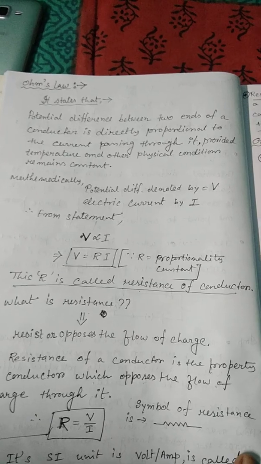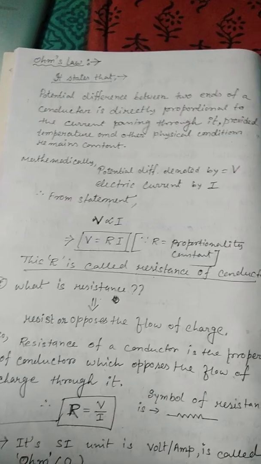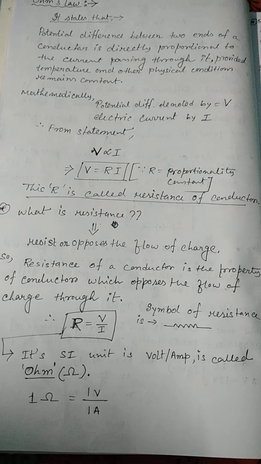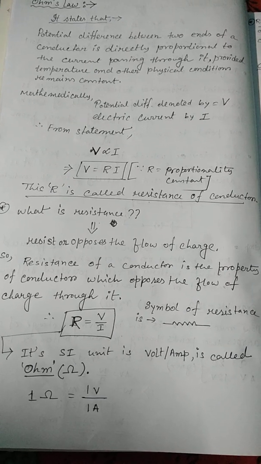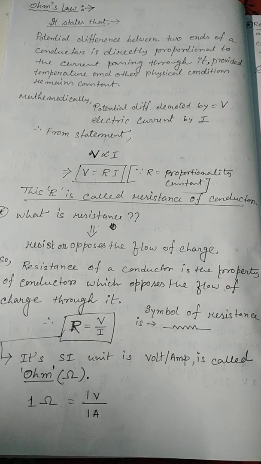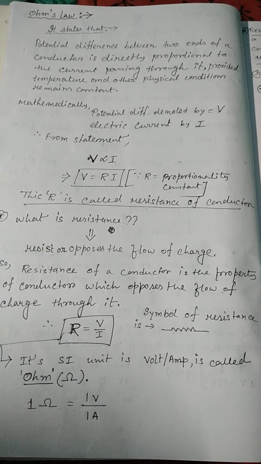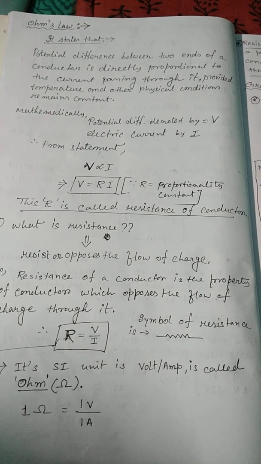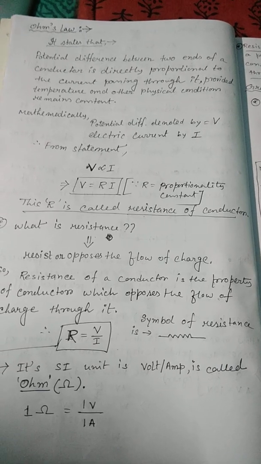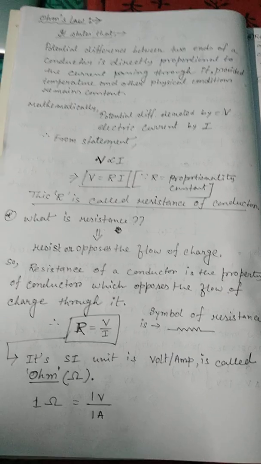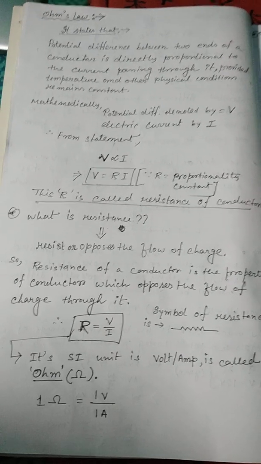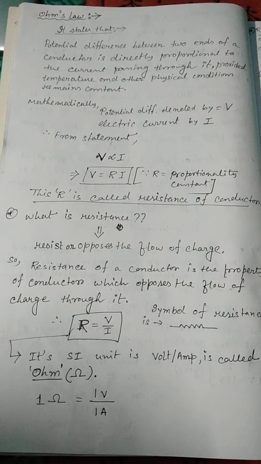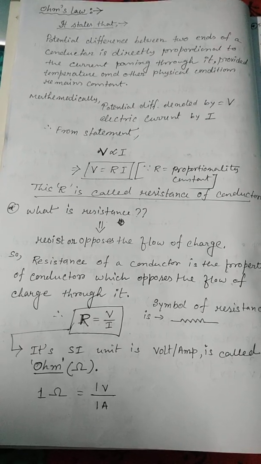So here we get another new term of this chapter, that is resistance. What do you mean by resistance? Resistance means resisting the flow of charge. Resist means opposes the flow of electric charge. So from the equation V equals R I, R stands for resistance of a conductor. This is a property of a conductor. Each and every conductor has a resistance. Some conductors have a large resistance, some have a small amount of resistance, but every one has a resistance. It is a property of a conductor that opposes the flow of electricity or electric charge through it.